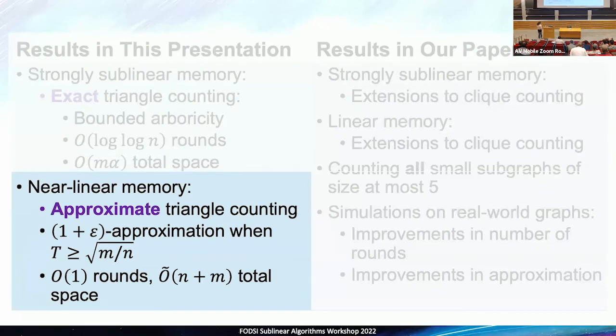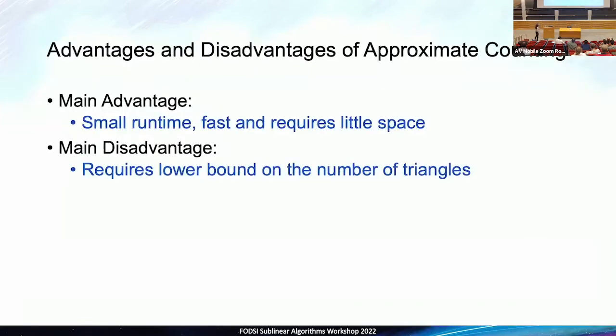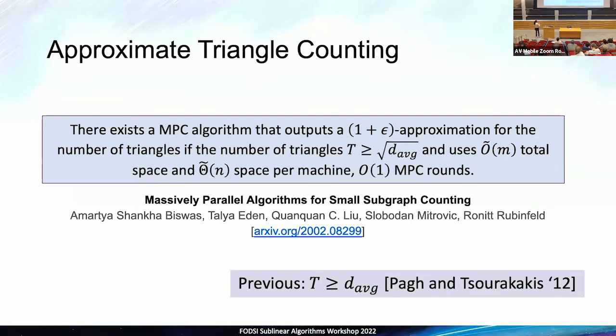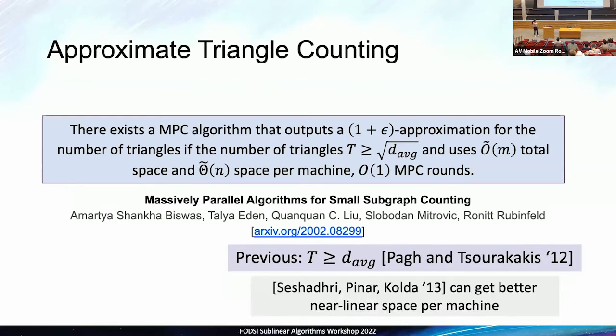Okay, so I have a few minutes left, or rather I don't have any minutes left, but I'll spend a very quick one to two minutes discussing this last part, which is the approximation algorithm. The main advantage of approximation algorithms is smaller runtime, they're fast, and they require less space most of the time, but the main disadvantage is that it requires some lower bound on the number of triangles in your graph in order to get a good approximation. So here is our formal theorem. I just want to mention that the previous best lower bound is the average degree in the graph. But again, there's a different algorithm that gets better space per machine compared to our linear space per machine. So this previous algorithm gets sublinear space per machine.